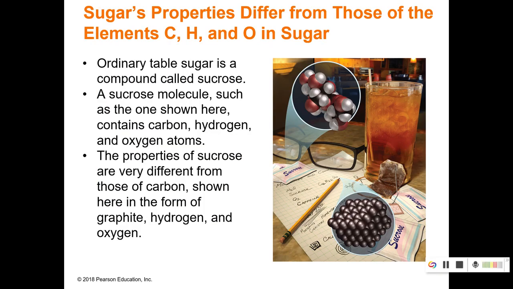So, just remember from chapter 3 that compounds are different than elements. An element from this example would be graphite, but sucrose is our compound. And although carbon is in that sucrose, they are very different things. They have different properties, things like that.